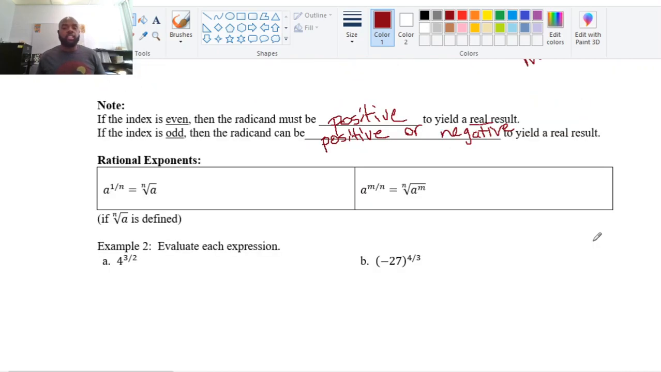All right, so that's a good introduction to radicals. Let's talk about rational exponents. Rational exponents are fractional exponents. They are defined to be equivalent or equal to radicals, right?